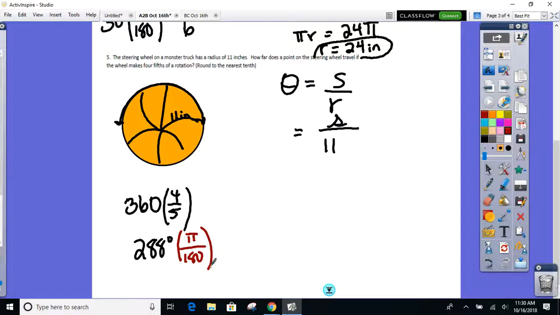So what's going in there now? It reduces, doesn't it? 8 pi over 5. Keep the pi in your answer. All right, now you guys can cross multiply. It does have rounding directions to the nearest tenth, so I'll let you cross multiply and do your thing.